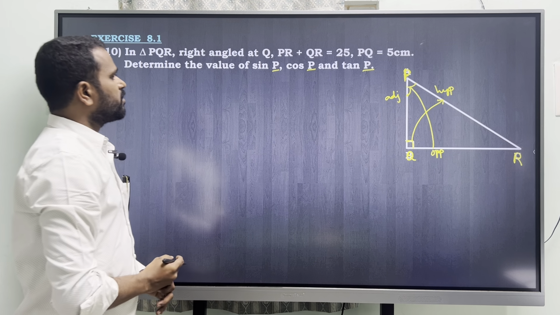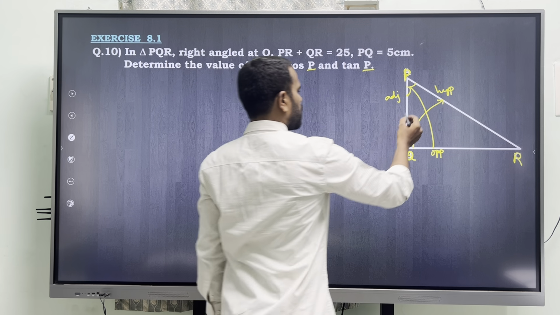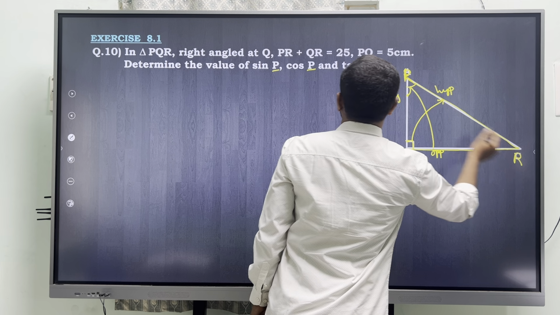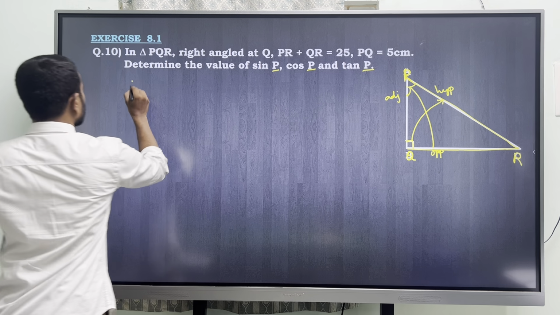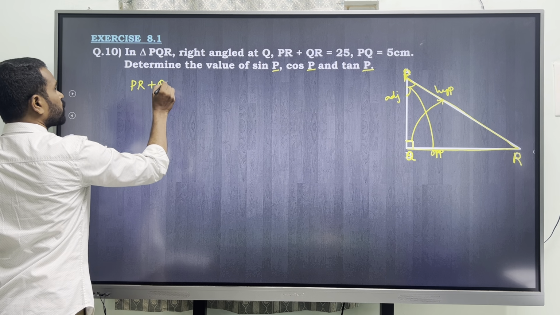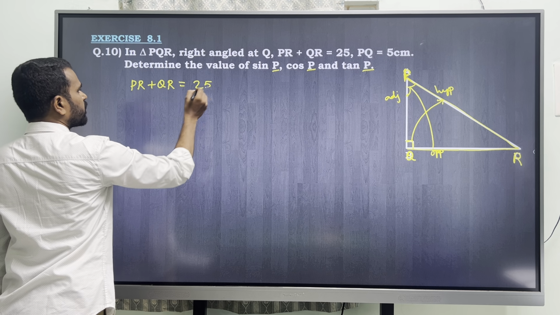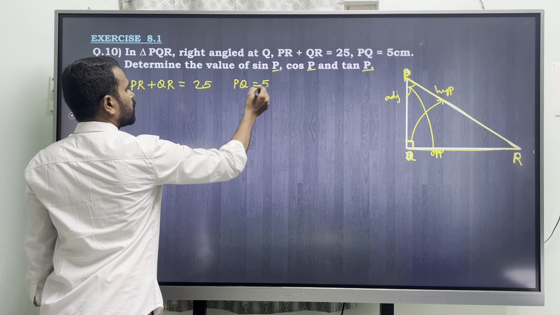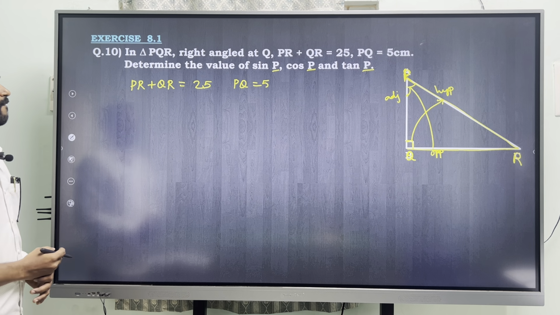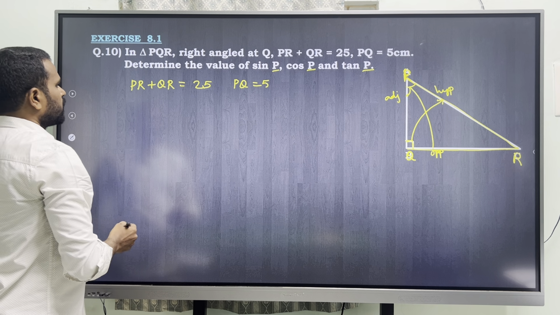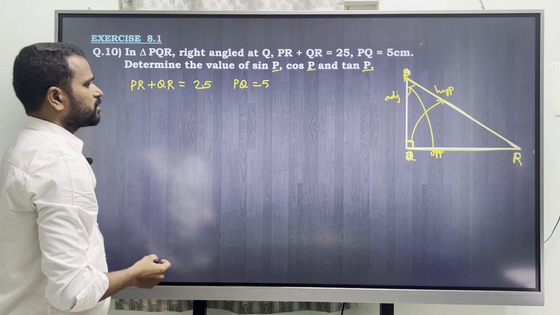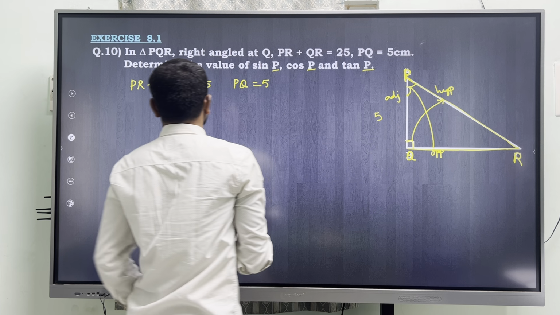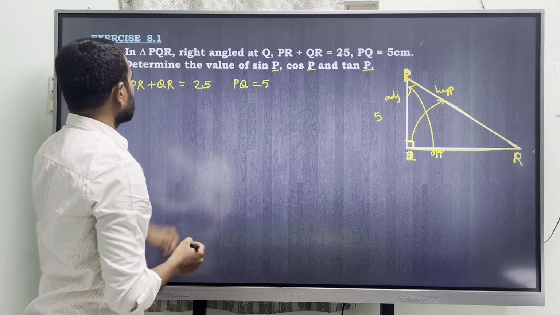Understand? What is given here? PR plus QR equals 25 and PQ equals 5. Now what we need to find is, only one side is given, PQ as 5, and PR plus QR is given as this much.